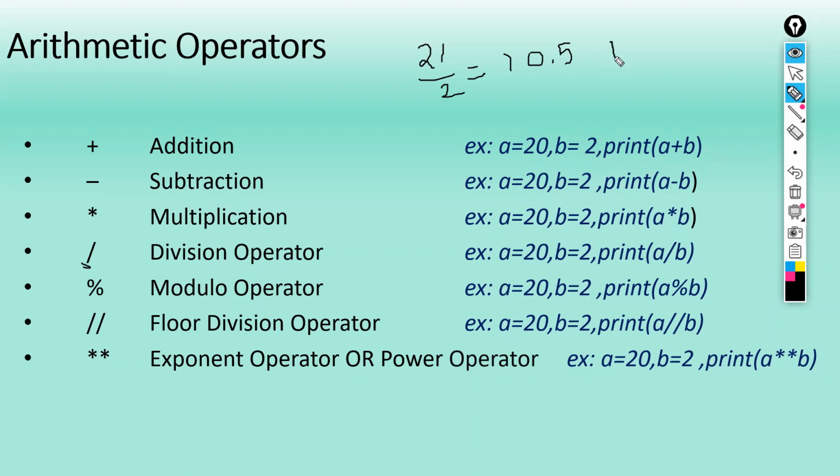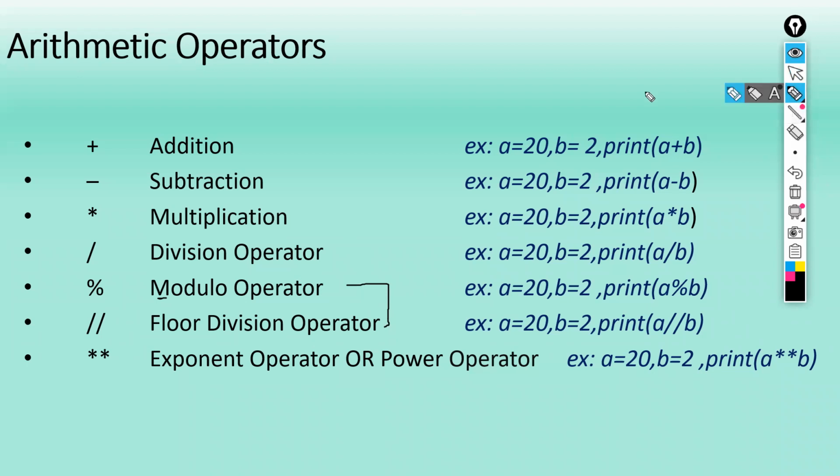If I say 100 by 3, what does it give? 33.3333 or 66, whatever it is. It gives the exact value. Coming to the modulo operator, these both are related. By doing one operation, we can perform both.